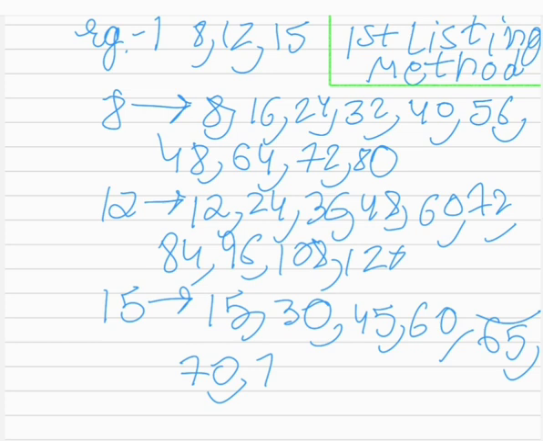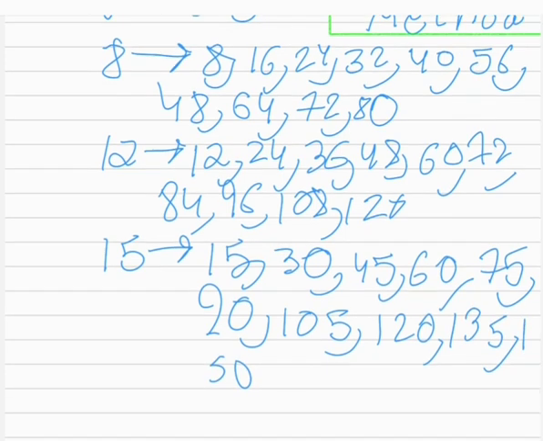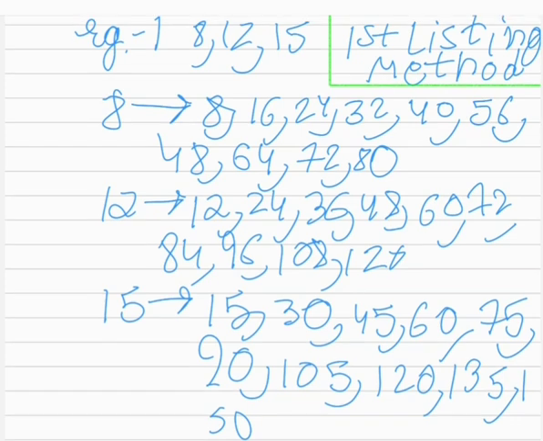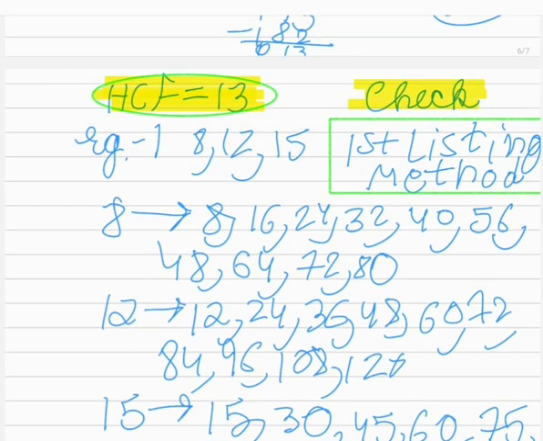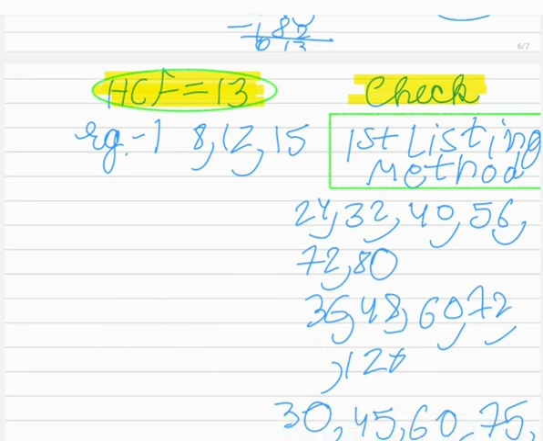Children, are you not seeing? I am writing wrong. Check it. Oh no, the common multiple is not coming, so we can't do it with the listing method. The listing method will be wrong, so we will have to do it with a different method.